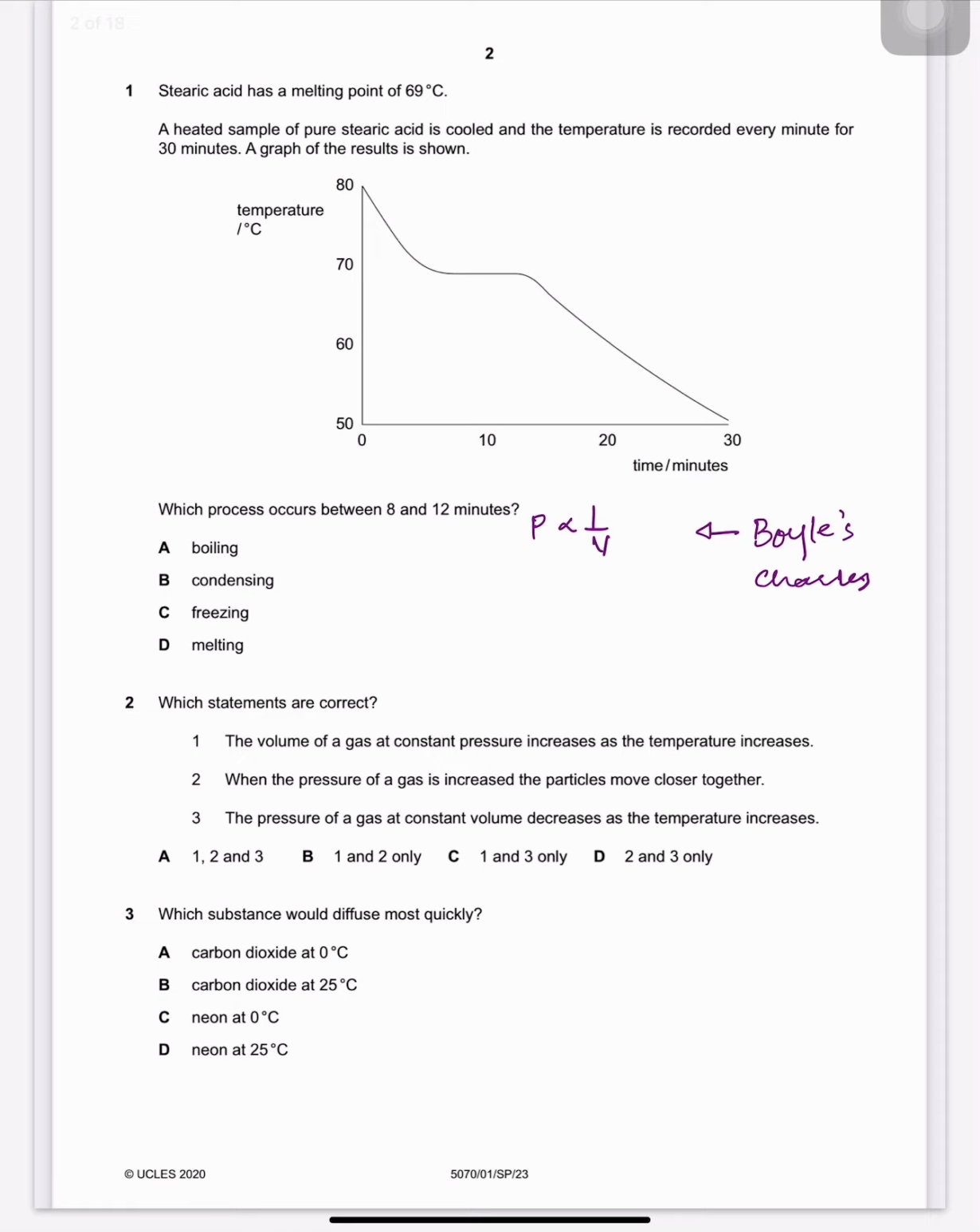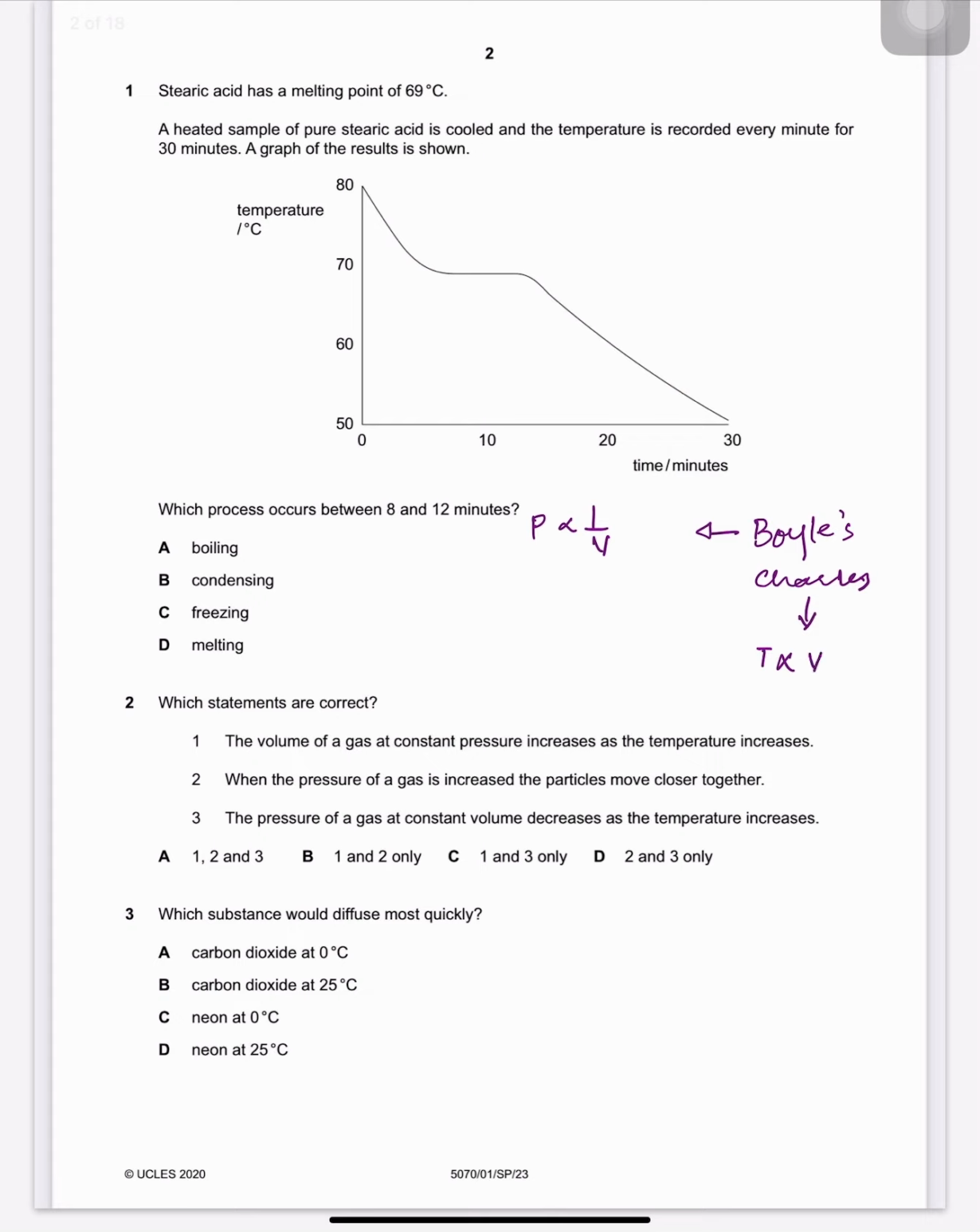If temperature is kept constant and if pressure is increased, volume will decrease. If pressure is decreased, volume will increase. Pressure and volume are inversely proportional to each other when we are talking about Boyle's law. But in the study of Boyle's law, one has to keep temperature constant. If we are talking about Charles' law, temperature is directly proportional to volume.